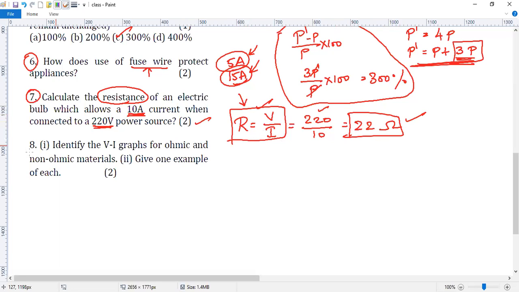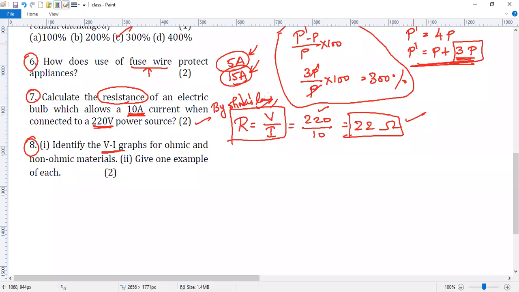Ma'am, Question number 8. Identify the VI graphs for ohmic and non-ohmic materials. So ohmic material corresponds to Ohm's law; non-ohmic material does not correspond to Ohm's law. In Ohm's law you write at a constant temperature, correct? In a scenario where temperature keeps varying, you cannot say such materials are ohmic materials. So for non-ohmic materials and for materials that follow Ohm's law, the VI graph will be like this.